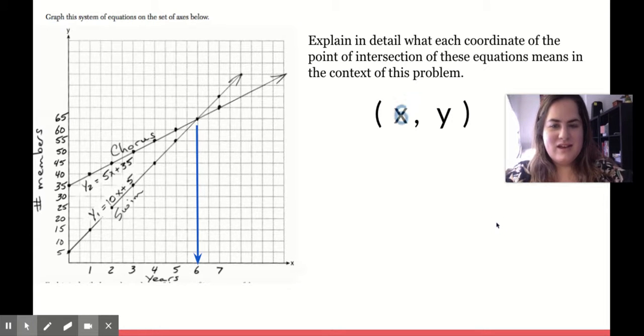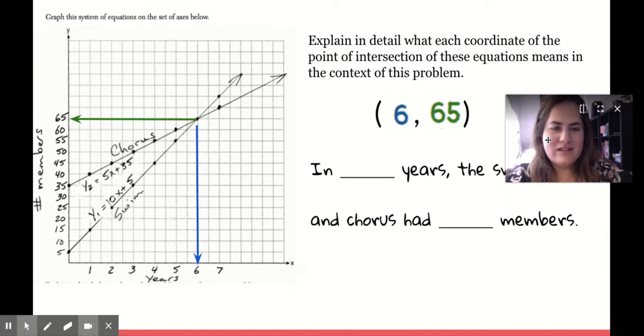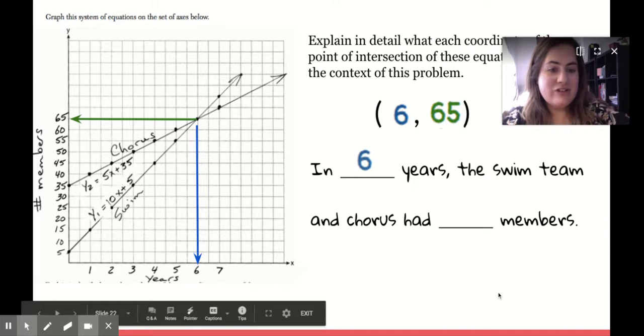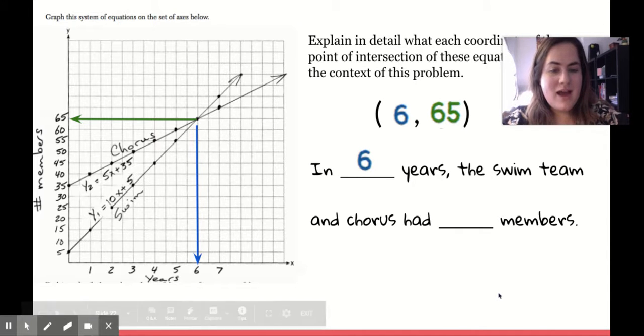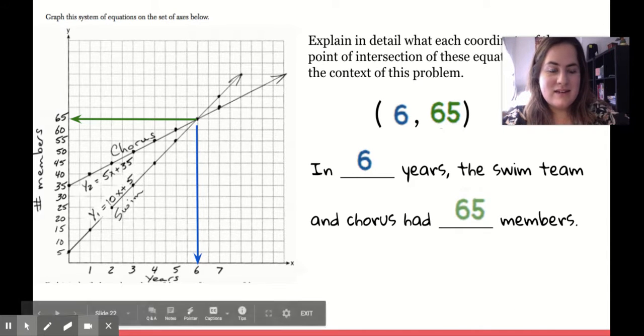So if you said 6, 65, you are correct. Now what does that mean? 6 what? 65 what? What do you think? So you could say something along the lines of, in 6 years, the swim team and chorus had 65 members.